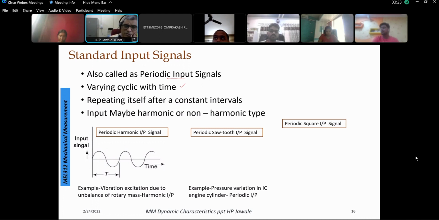So here we have the periodic or harmonic signal. You see here the input signal is varying in the form of a cycle, so the time period is going to remain the same.